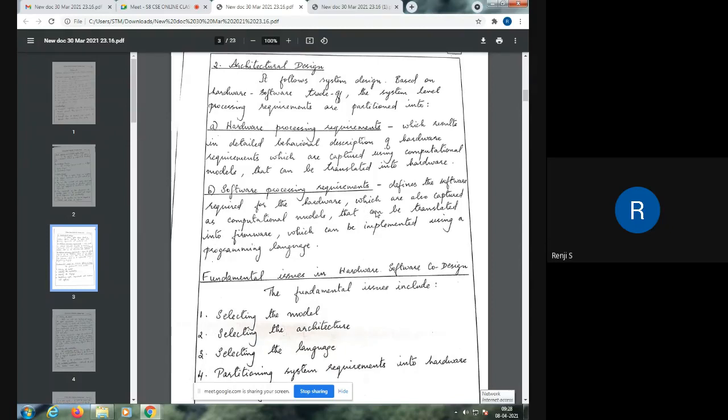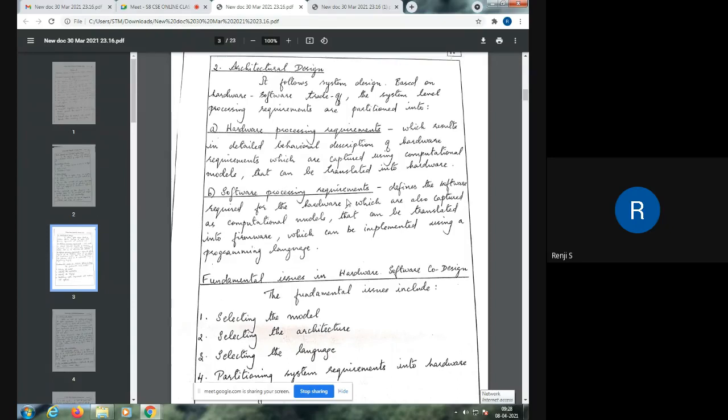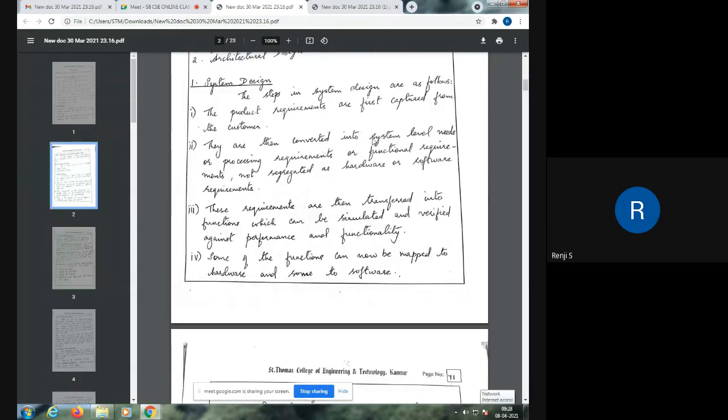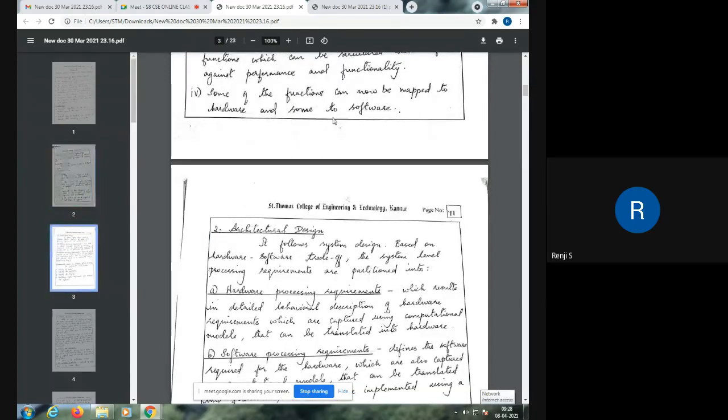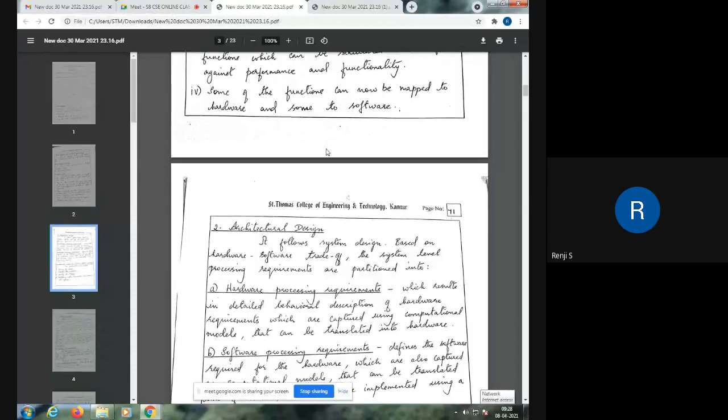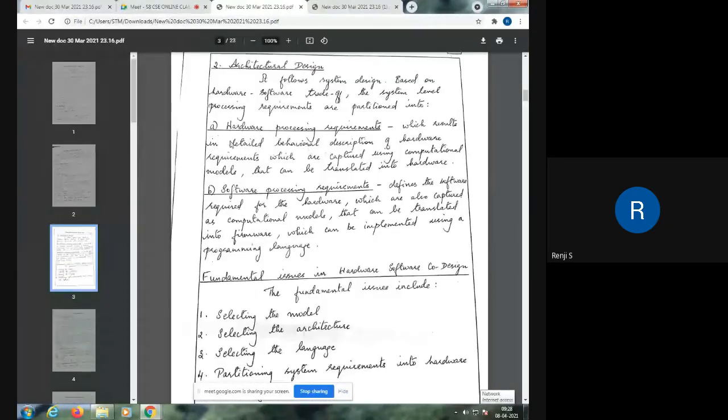So it is in architectural design that the system level processing requirements which were collected in stage 1, these system level processing requirements, are converted into certain functions. These system level processing requirements are partitioned into hardware processing requirements and software processing requirements.